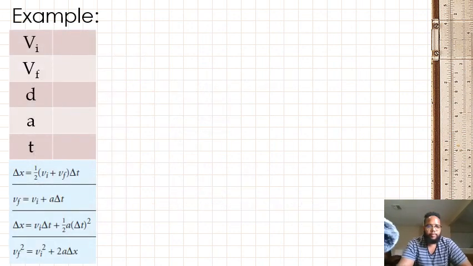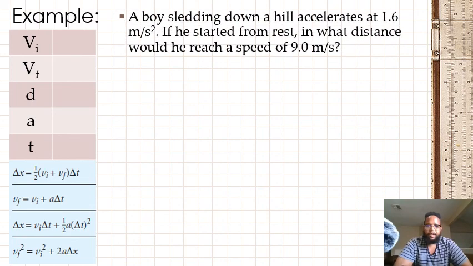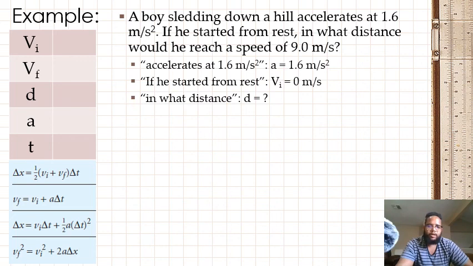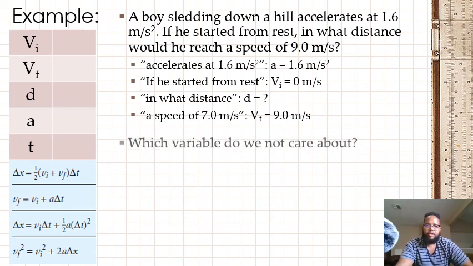So here's an example. A boy sledding down a hill accelerates 1.6 meters per second squared. So we have acceleration. If he started from rest, which means we have initial velocity, in what distance, they want to find displacement, would he reach a speed of 9 meters per second? That would be your final velocity. Let's break it down. Accelerates at 1.6 means A is 1.6. Started from rest means initial velocity is 0. In what distance means you're looking for D. A speed of 9.0 means final velocity is 9.0.